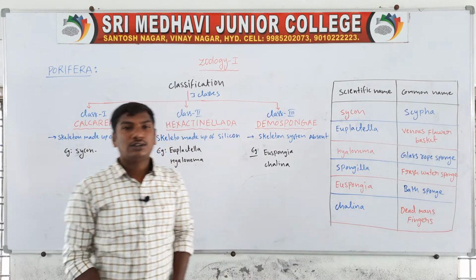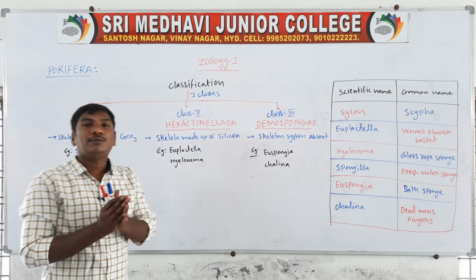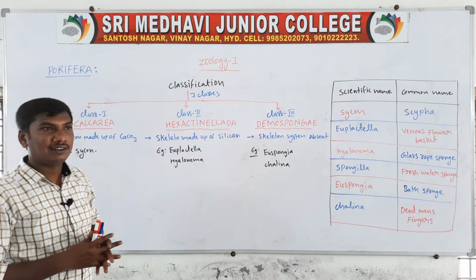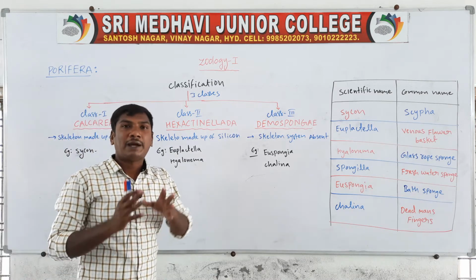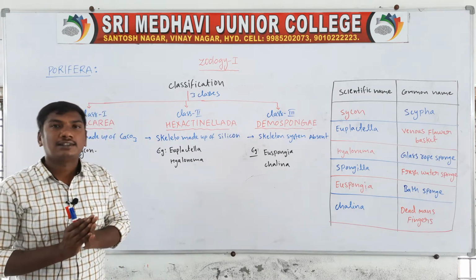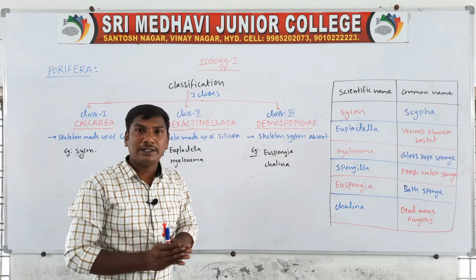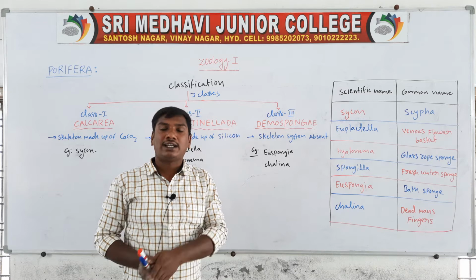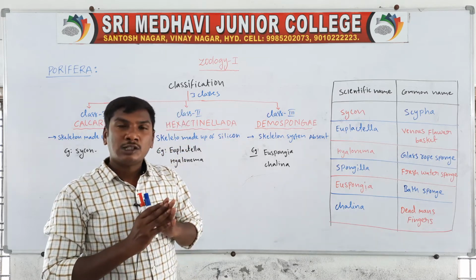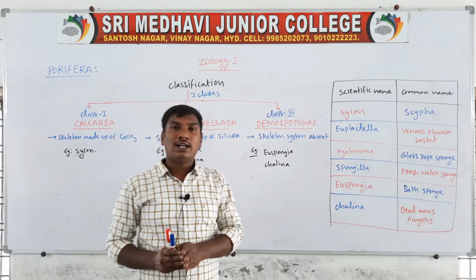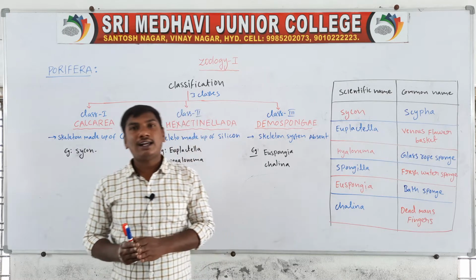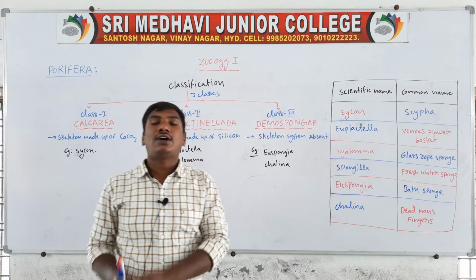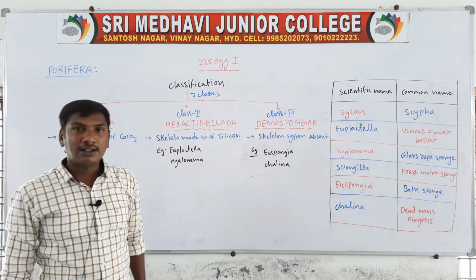Hello everyone. Today we will discuss phylum Porifera classification. The previous class discussed the general characters of phylum Porifera. The term Porifera was coined by the scientist Robert Grant. The phylum Porifera animals are also called sponges or parazoans.